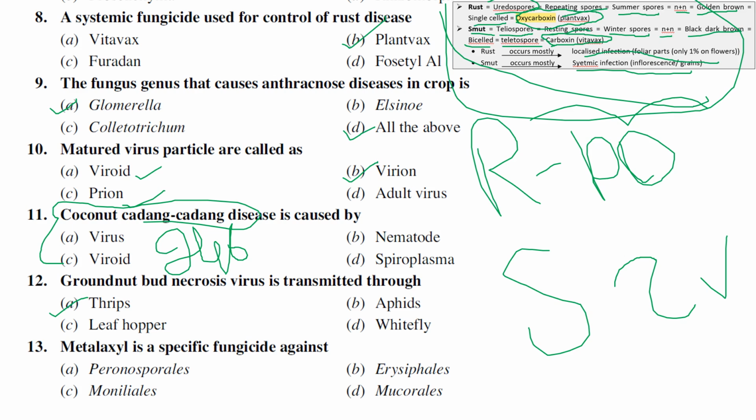Only Peronosporales, for example, all kinds of downy mildews come under this. So for all downy mildews, not only downy mildews, for all oomycetes group of fungi, metalaxyl is a specific fungicide. So the answer is Peronosporales.